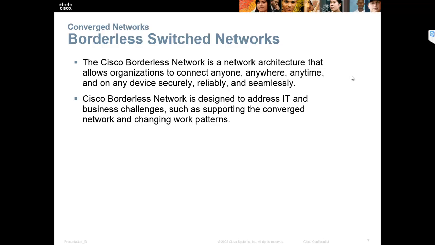So Cisco calls these networks borderless switch networks. And a borderless network is a network architecture that allows organizations to connect anyone, anywhere, anytime, and use these devices securely. This is designed to handle some of the business's challenges, such as converged networks. So basically, this is just getting into Cisco's terminology, and they call all of this convergent a borderless network.